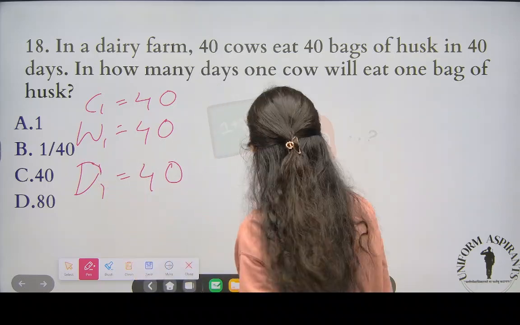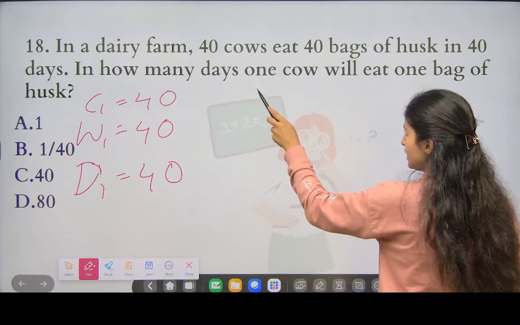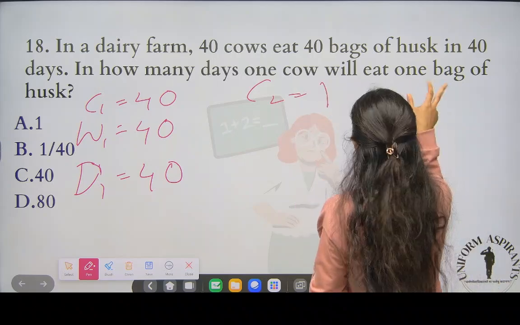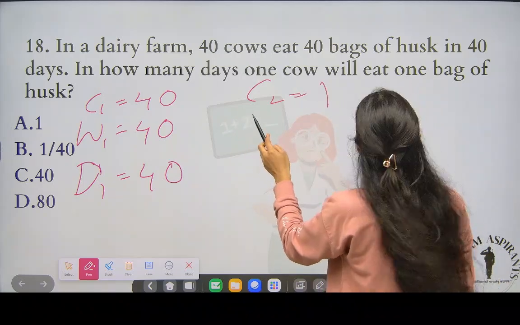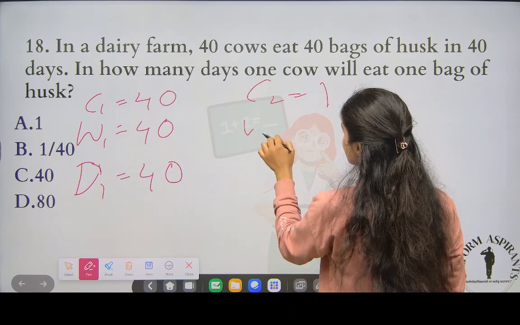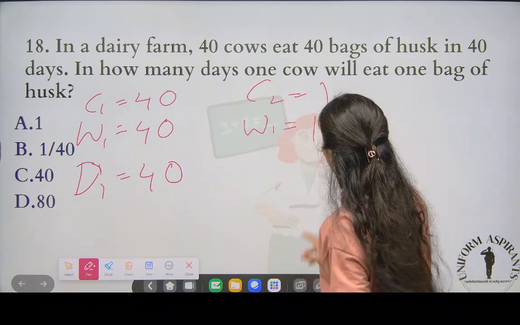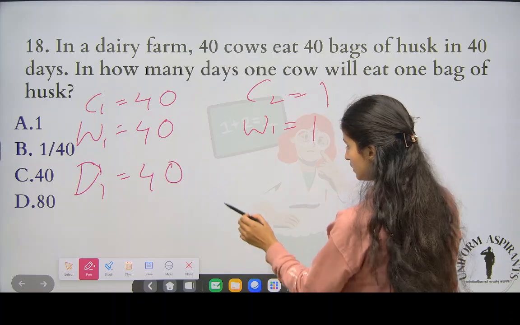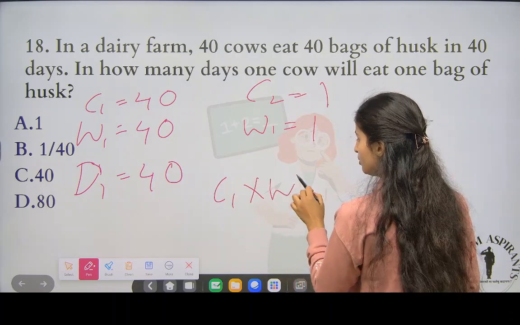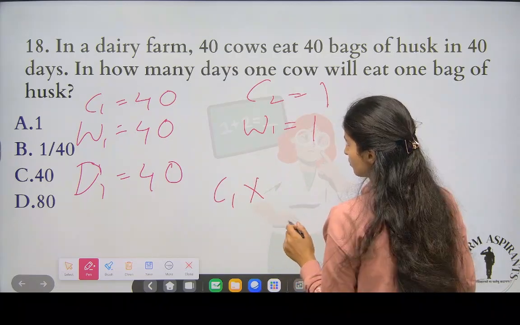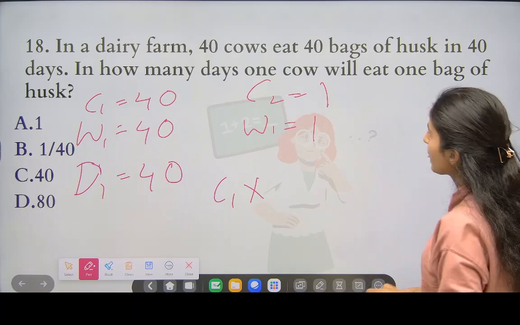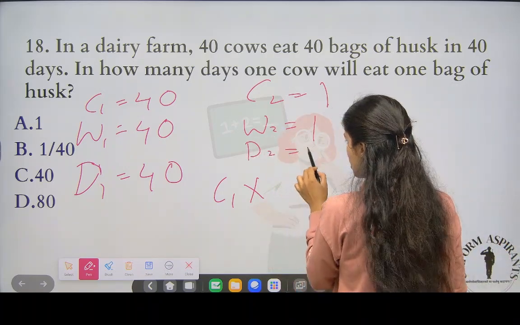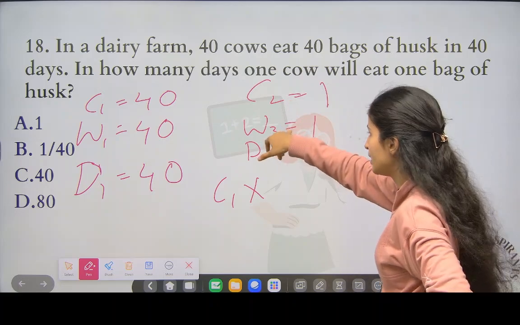Fine. In how many days will one cow eat one bag of husk? Only one cow will eat one bag. Now see here, C1 into W. We have to find D2. Okay, we have to find D2, which means how many days one cow takes to eat one bag of husk.